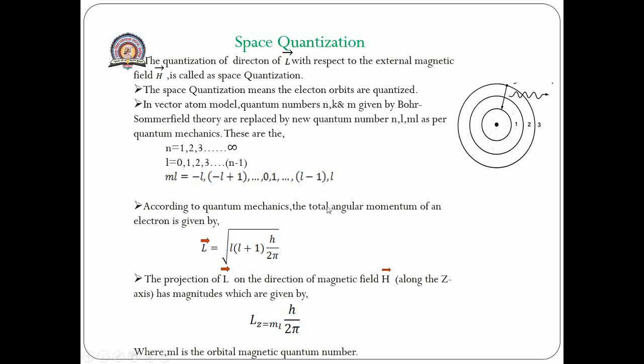According to quantum mechanics, the total angular momentum of an electron, which is a vector quantity, is given by L bar equal to square root of l into l plus 1, into h upon 2 pi, where h is Planck's constant and l is the orbital quantum number. Now the projection of L bar on the direction of the magnetic field H bar along the z axis has magnitudes given by Lz equal to ml into h upon 2 pi, where ml is the magnetic quantum number.